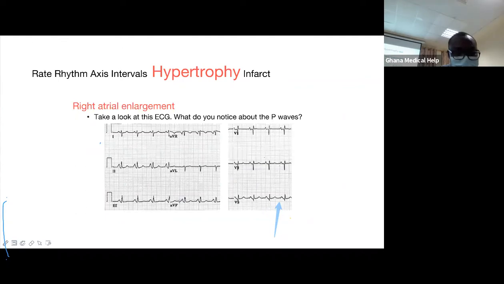Anybody from the Zoom participants, take a look at the P waves, a critical look at them. Can anybody make a statement about the P waves? You can just unmute yourself and then fire. You see, this is a P wave here, this is a P wave there. You see a P wave there as well, P wave there, P wave there. Anybody wants to take a try, it's always good to try. What do you notice about the P waves?